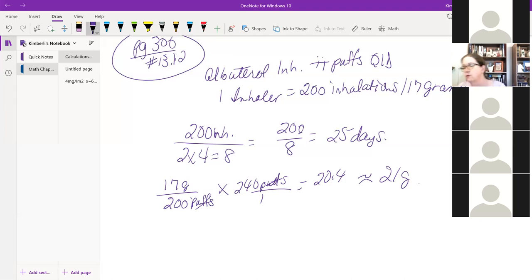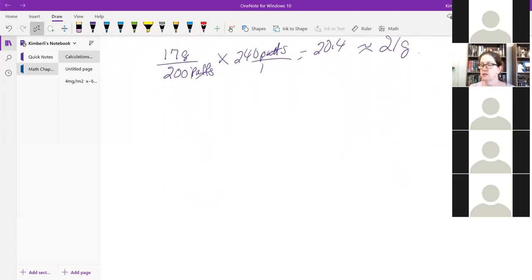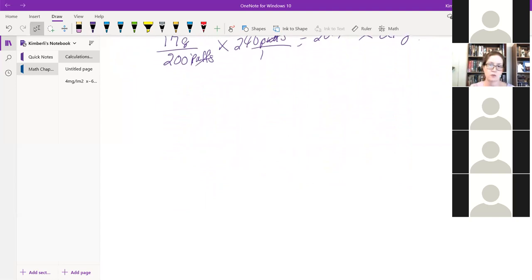I've never written to a drug company and said, hey, how come you don't make these in 21 grams? I just never have. But is 200 all that would fit in one of those? Maybe it would make it too tall and it would be harder to squeeze. I don't know. Yeah, that's possible. Or maybe they think that the average person would only use maybe 6 puffs a day instead of 8. So I don't know. But that's just the standard, the 17 grams and 200 puffs.